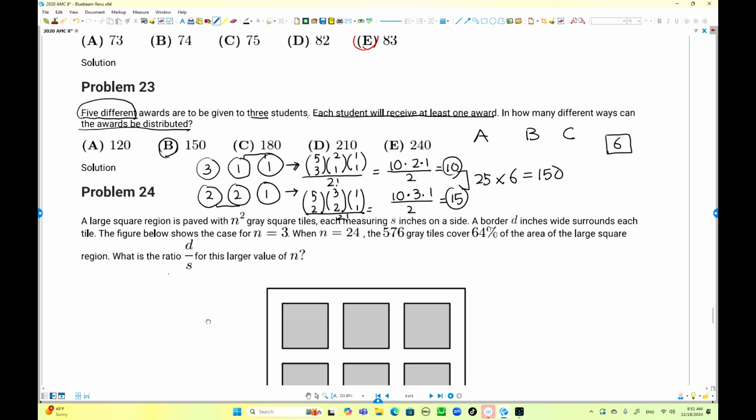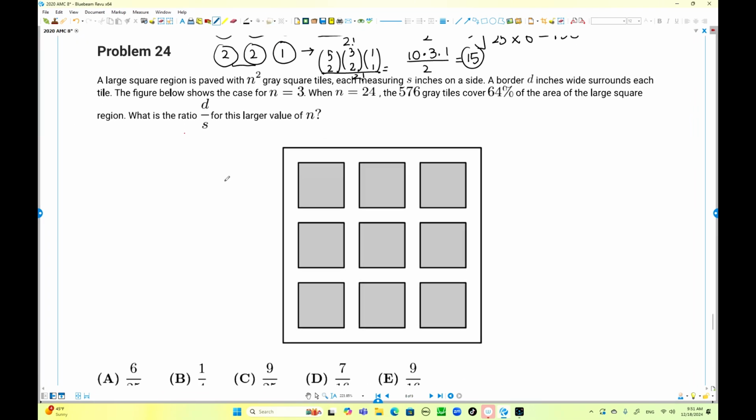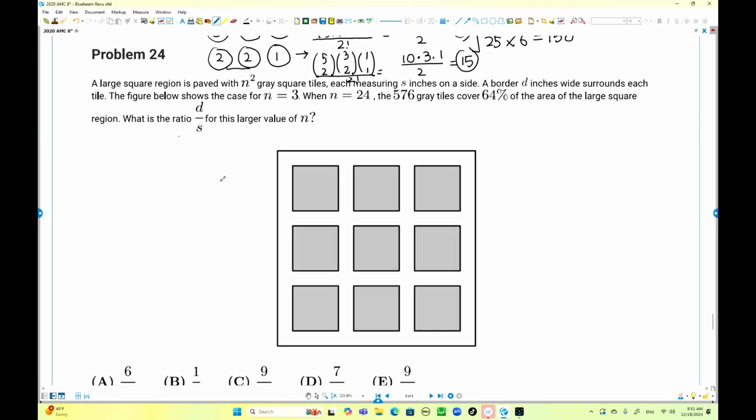Here is number 24. So we have n-squared gray square tiles. That is one of the examples, right? If you have 3 squares over here, the dimension is d. This is d, and when you have a 3 over here, this is s.